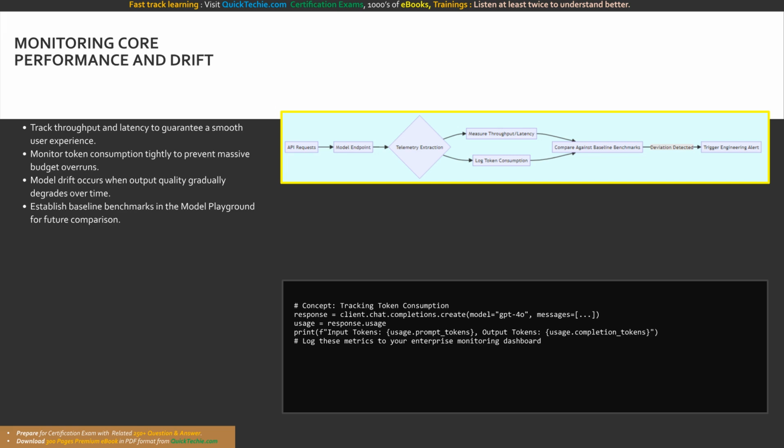This conceptual snippet highlights how to extract token usage directly from the API response payload. Continuously logging prompt_tokens and completion_tokens is the primary method for monitoring financial costs and spotting model verbosity drift. This telemetry extraction pipeline shows how API requests hit the model endpoint.